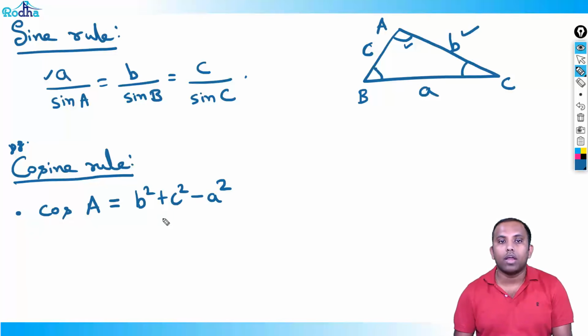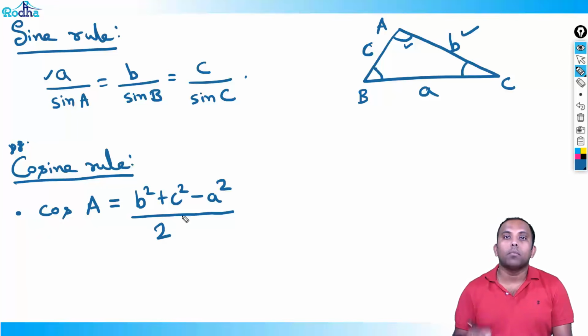Minus a square upon twice of product of two sides, but don't take the opposite side. That is twice of bc. This is cosine rule, right? So how to remember? Simply sum of squares of all three sides, but opposite one will go in negative. So b square plus c square minus a square upon twice of product of two sides, and don't take the opposite one. This is cosine rule for cos angle A.